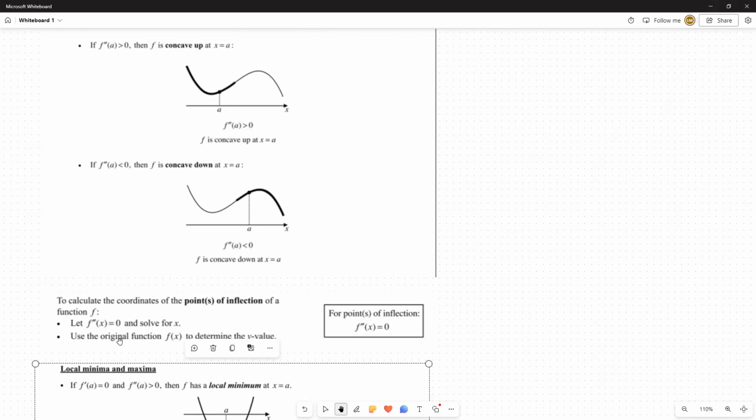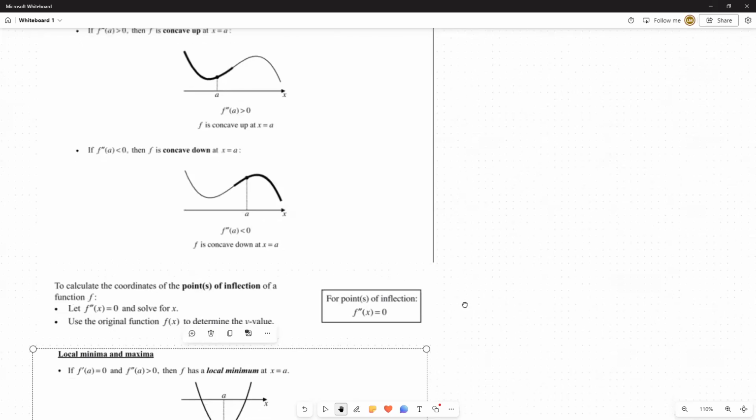That x value we substitute into our f of x, and then we can get that y value.